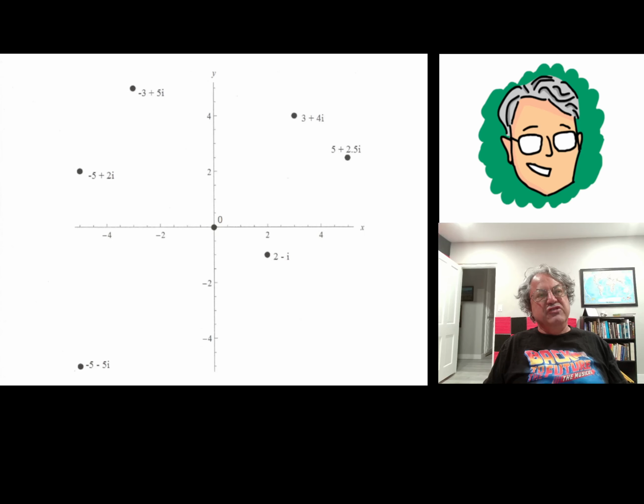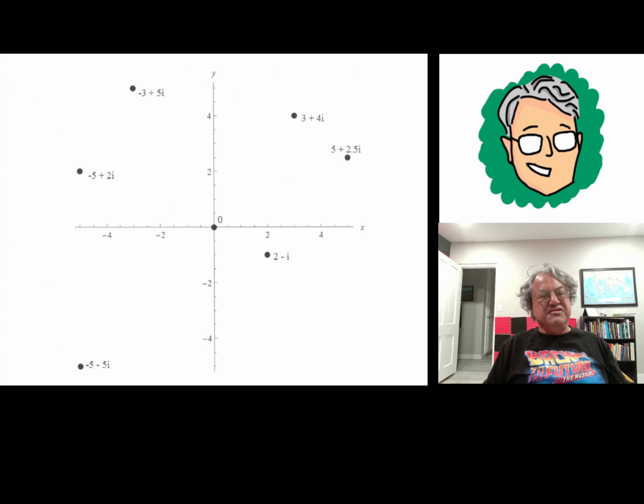Or if x is negative, you go the absolute value of x units left. And if y is negative, you go the absolute value of y units down. I'm sure you all learned that, so you do the same thing with complex numbers. That's how you plot it. And so you can just think of complex numbers as points in this Argand diagram, also known as the complex plane.